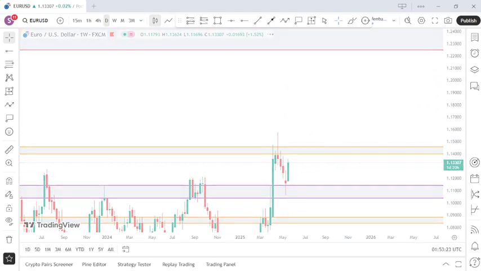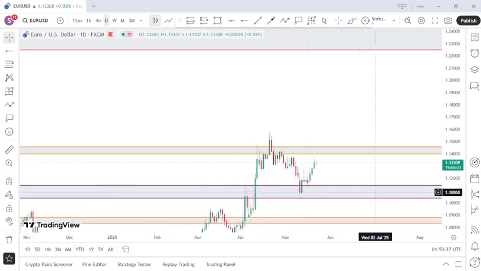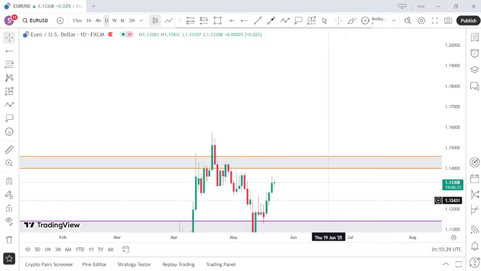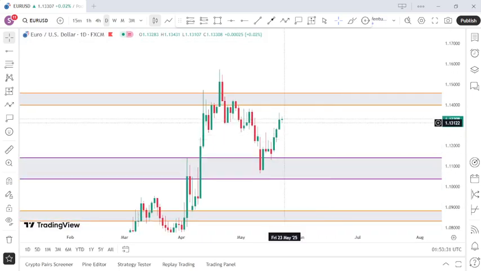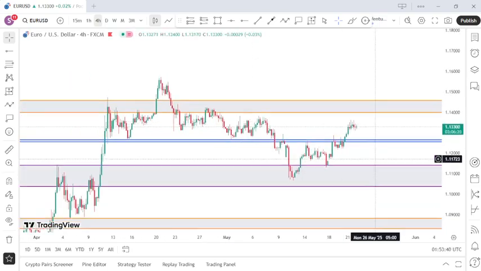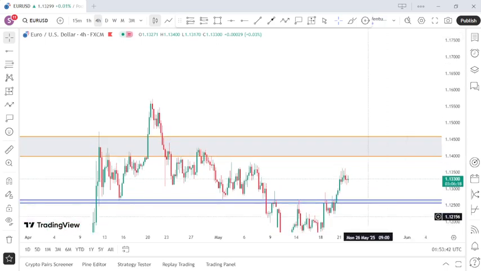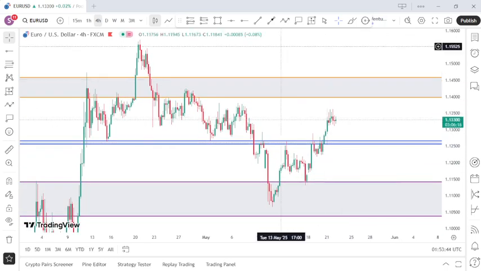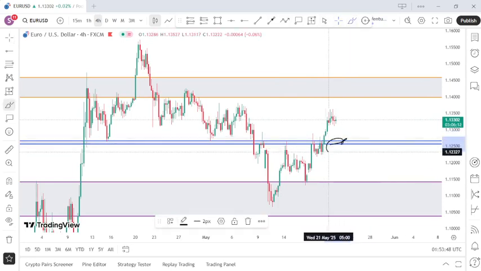So let's go to the daily, then to the 4 hour, and we prepare for an entry. So on the daily time frame, there's really not much to say, just what we saw on the weekly. So let's go to the 4 hour and prepare ourselves. So here on the 4 hour, I have my 4 hour lower zone here.